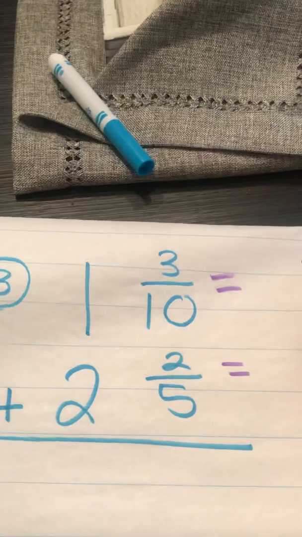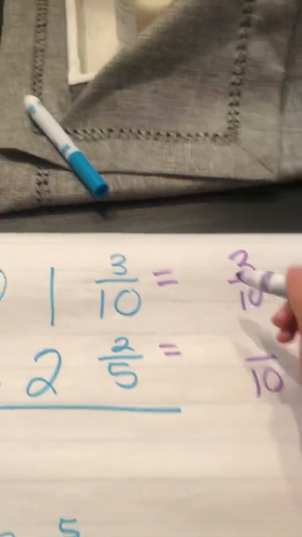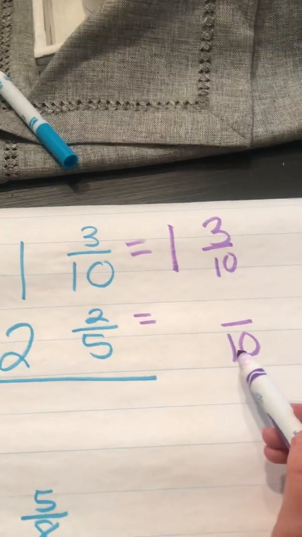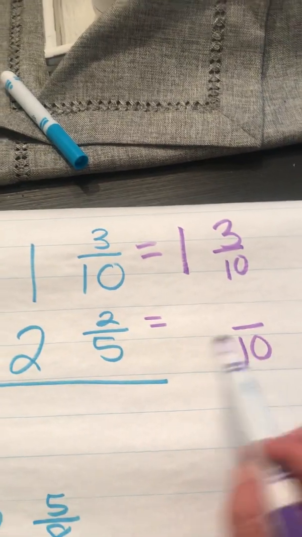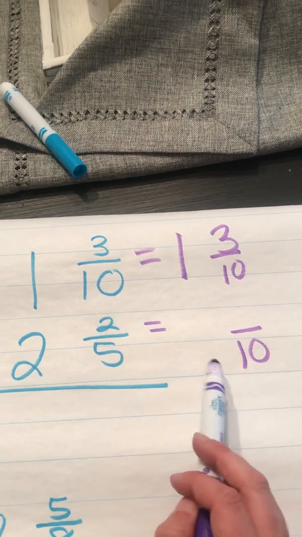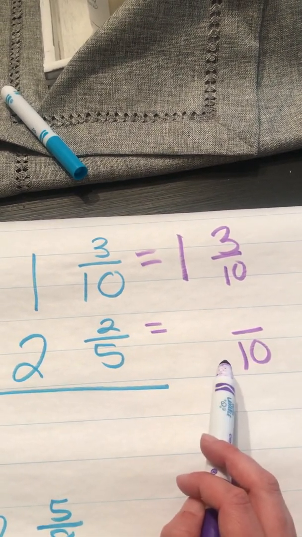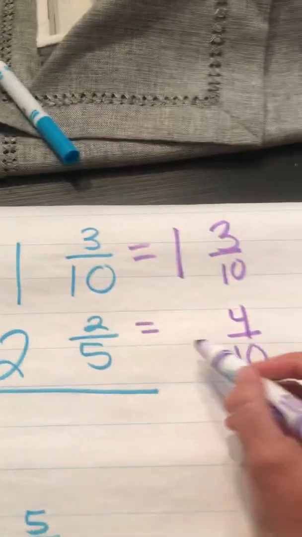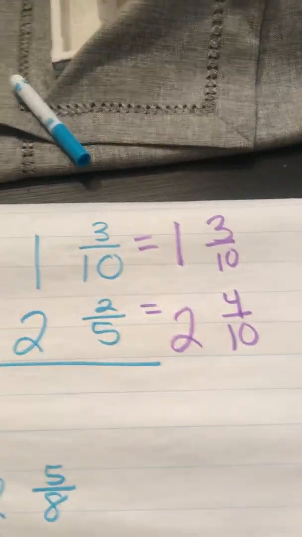3/10 gets to stay 3/10. Don't forget to bring your whole number over. 2/5 is now going to change to something over 10. 5 times what gives you 10? 5 times 2 gives you 10. Whatever you do to the bottom, do to the top. 2 times 2 is 4. Don't forget to bring over your whole number.